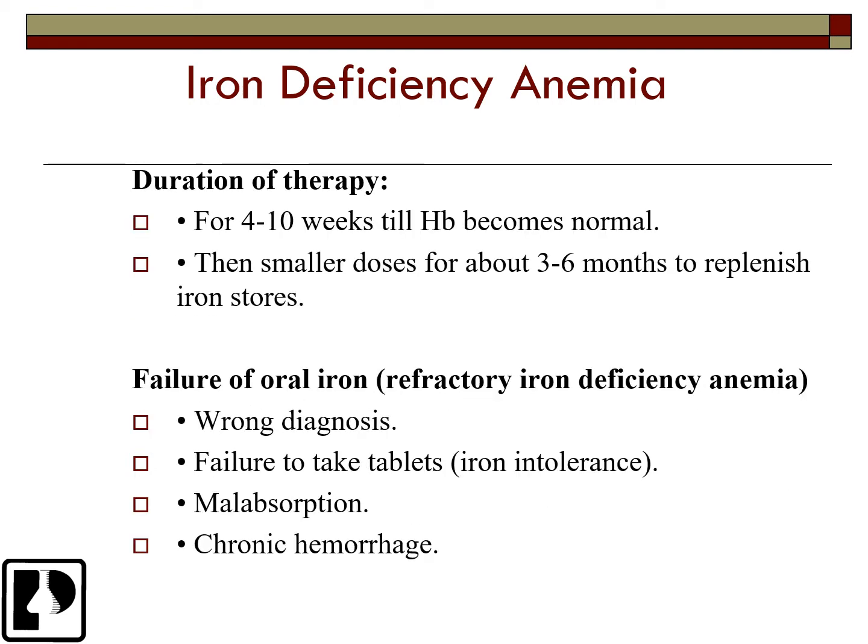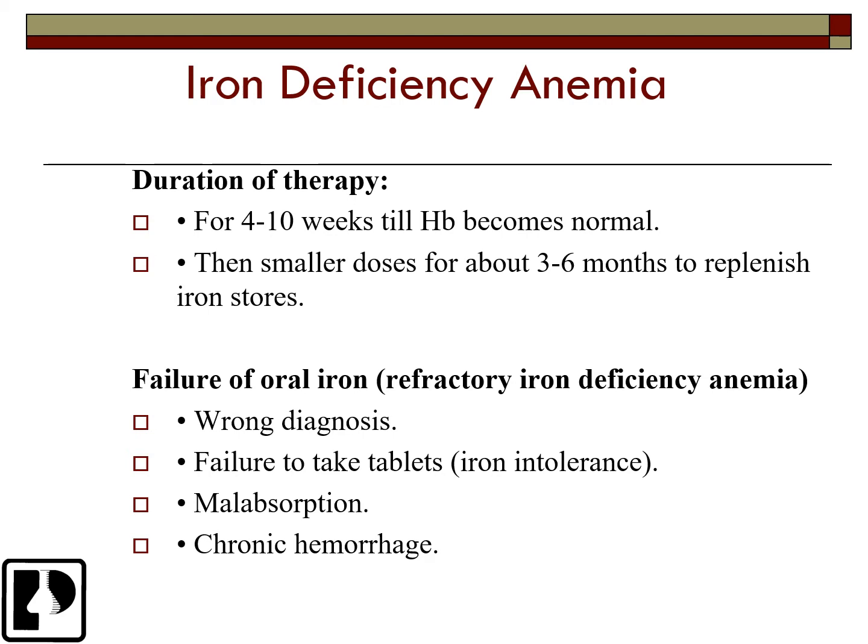Duration of the therapy is 4 to 10 weeks till the hemoglobin becomes normal, and then a smaller dose for about 3 to 6 months to replenish the iron store. So the total time for improving the anemia will be 6 months or more.